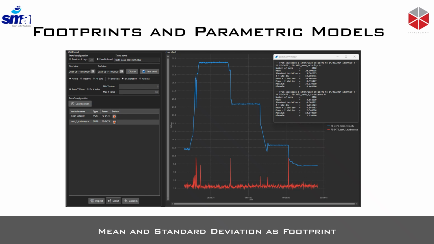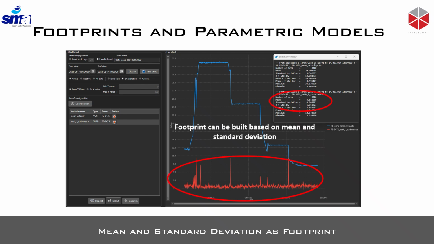In terms of footprinting, there are multiple different ways of doing it. The first way is by looking at the standard deviation and the mean of the initial data that we have. In this example here, we look at the standard deviation and mean of the turbulence. So in this particular case, we can see that the turbulence has a mean of 3.55% with a standard deviation of 0.5%, which is a very good result. So during the actual operation, we compare this result against the actual operation result.